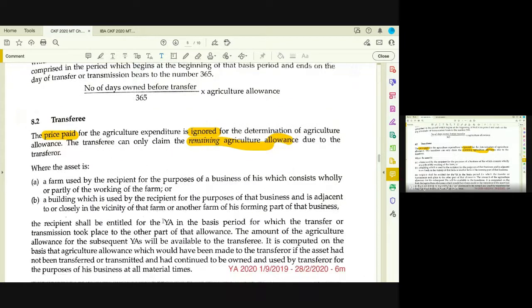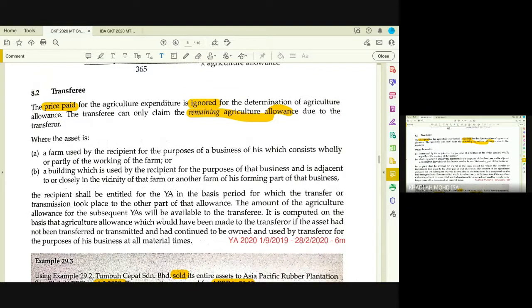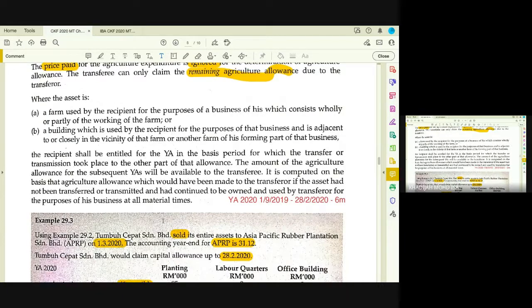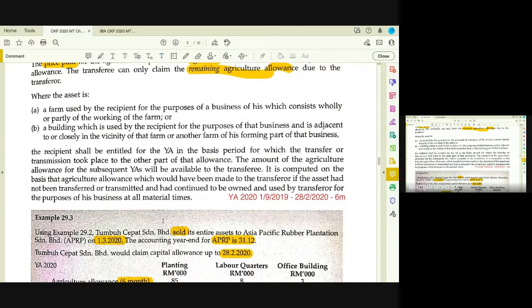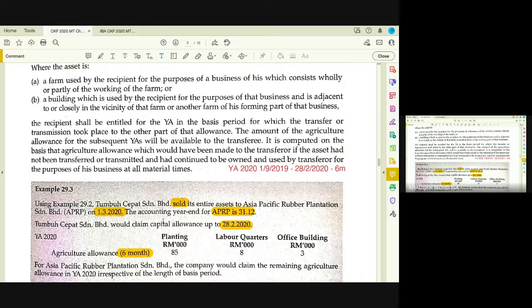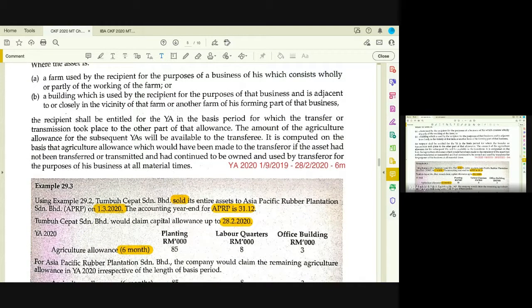So whatever balance, you are going to claim that. Where the asset is a farm used by the recipient for the purpose of business, or buildings used by the recipient, so they also use that for a business purpose. The recipient shall be entitled for the YA in the basis period for which the transfer or transmission took place to the other part of that allowance. The amount of the agriculture allowance for the subsequent YA available to the transferee is computed on the basis of the agriculture allowance.